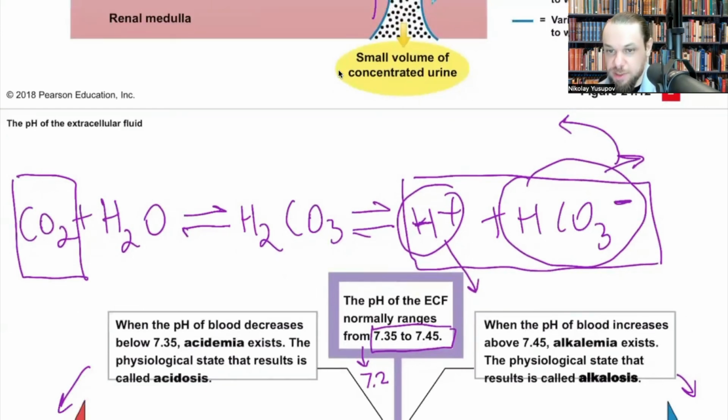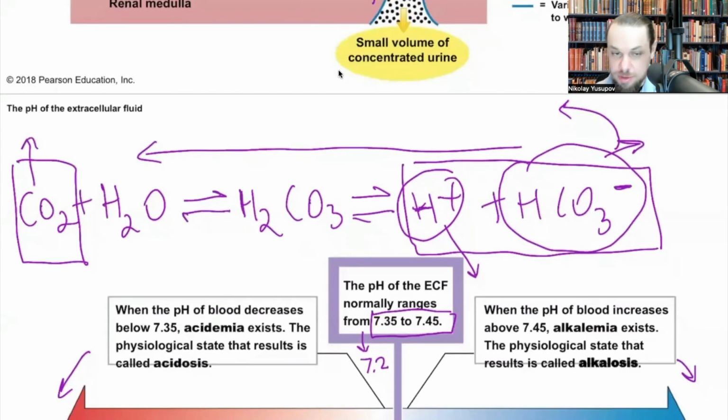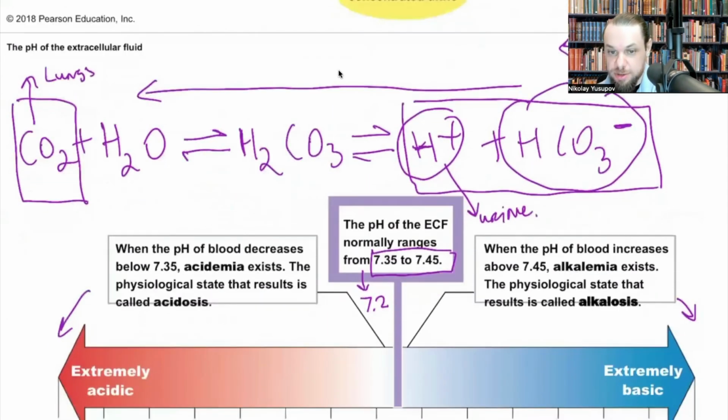7.35, 7.45, right? And when we want to get rid of acid, we basically want to drive the formula in this direction, dissociate carbonic acid to get rid of this in the lungs, and get rid of this in the urine. And you want to store this in the interstitium. So basically, this is how the kidney works.